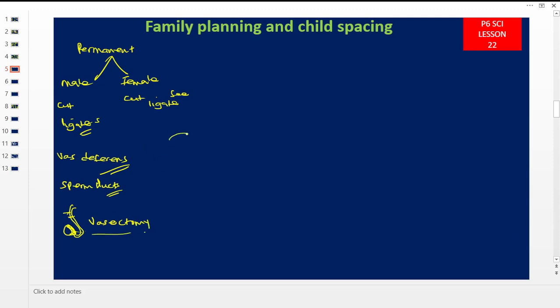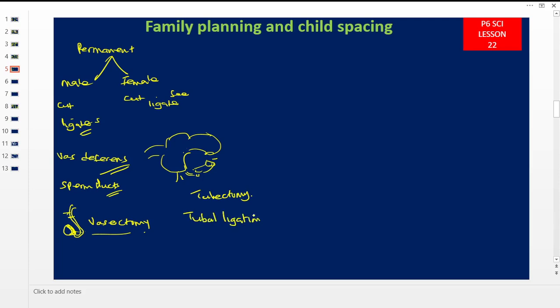Then in females, this is the fallopian tube, just like this. Then this is the uterus, and here we have the ovary. Now they cut here and seal. They also cut this one and seal. This one is tubectomy. If you don't call it tubectomy, you can call it tubal ligation.